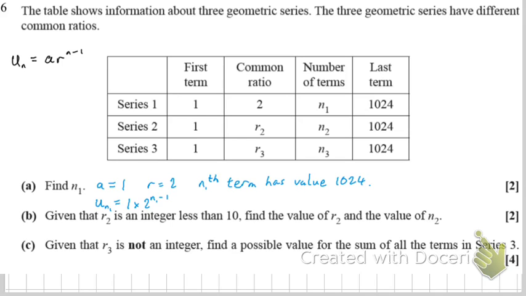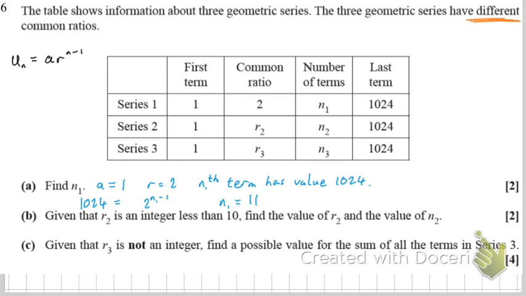Well, we're told that the n1th term is 1024. I've just rubbed out the 1 times as well, so just solve that equation. 1024 equals 2 to the power n1 minus 1. That just gives you straight away n1 equals 11. You can use logs if you want, or you might just know that 2 to the power 10 is 1024, and therefore n1 must be 11. It's a good thing to know, actually, 2 to the power 10 being 1024. I'd commit that to memory if I were you.